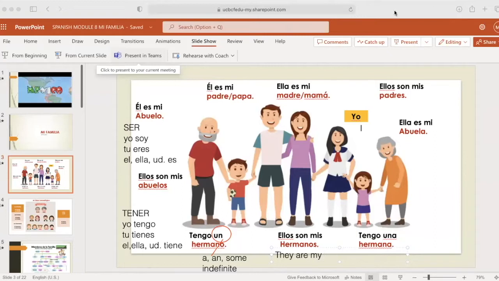What do we mean by hermanos? Anyone? Both brother and sister po. Okay, so in this context, we want to say they are my siblings. All right, so they are my siblings.